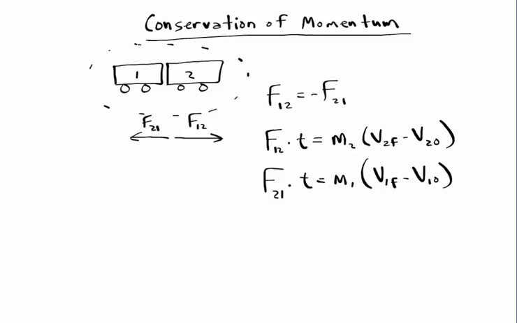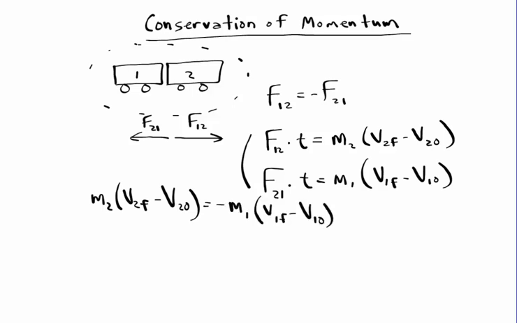So what I can do then is set the right-hand side of both of these equations equal to each other, but I'm going to have to change the sign of one of them. So I'm going to say F1 on 2 equals minus F2 on 1. Now if I do all the algebra here, I'm going to get m2 v2f minus m2 v2i equals minus m1 v1 final plus m1 v1 initial.